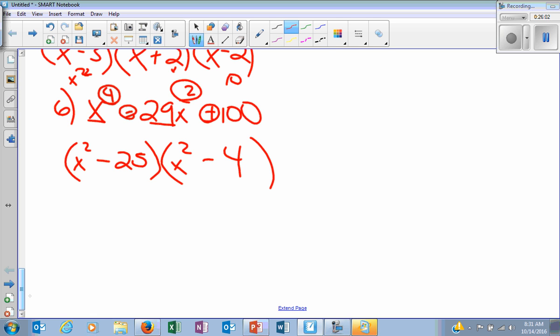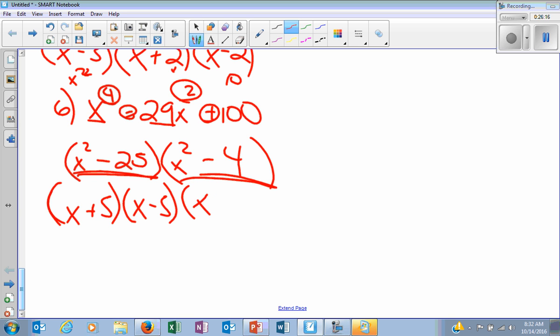Now, what else popped up down here? What is this? Difference of squares. What is this down here? Difference of squares. X plus 5, x minus 5, x plus 2, x minus 2. Told you these guys are going to pop up all the time.